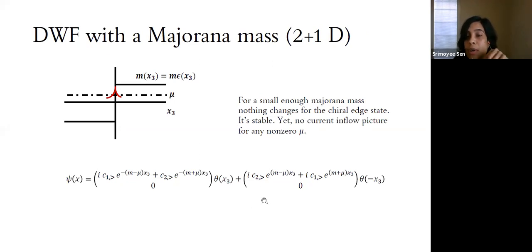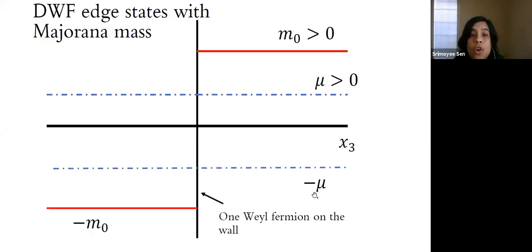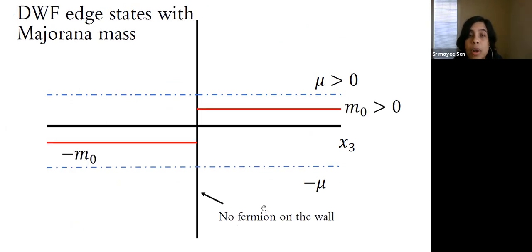But if you looked at the profile of the edge states, if you try to solve the Dirac equation here, you'll see that you still have the Weyl fermion that you had without the Majorana mass. So they're still there. It's just that the inflow picture is gone. So here is what happens with different kinds of domain walls that you can try. This is the standard one, right? The Dirac mass is going from negative to positive, and the Majorana mass is small compared to the absolute value of the Dirac mass. In this case, you will have one Weyl fermion on the wall.